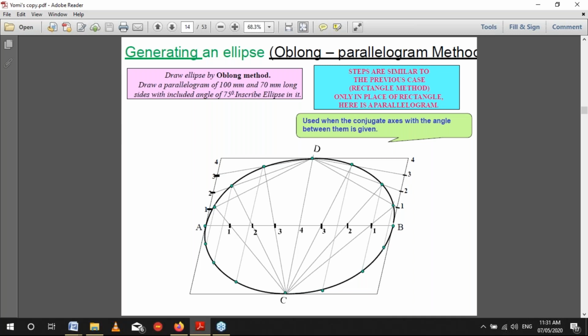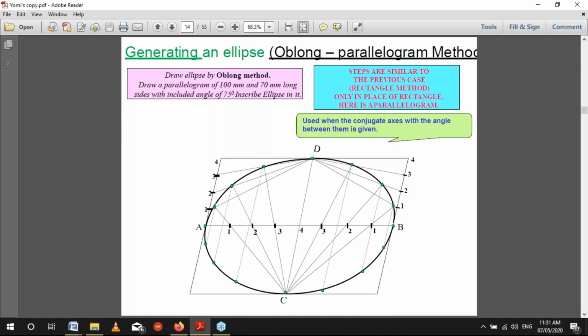Then on the line F1 to O, take any distance and mark points 1, 2, 3, and 4. You can use your pair of compasses or divider to mark it to make sure you get accurate results. They may have the same distance.